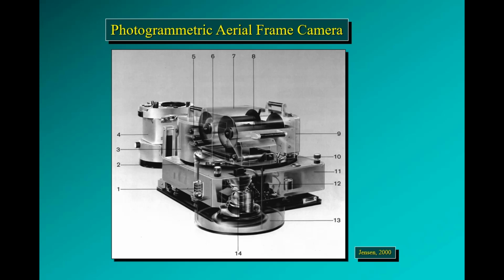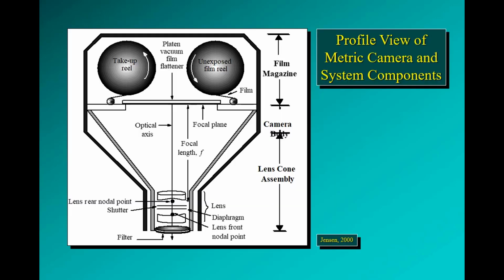And this is a cutaway view showing the various internal components of a typical photogrammetric aerial frame camera system. And this is a profile view of a metric camera system with its various components, which may be a little bit easier to visualize in terms of the internal parts of the camera system, maybe relative to the prior slide. But what we see here is the unexposed film reel in the upper portion on the right of this figure, and the film passes across a platen vacuum film flattener while the film is being exposed, while the photons are impinging on the film at the focal plane. And then that film is taken up by the take-up reel.